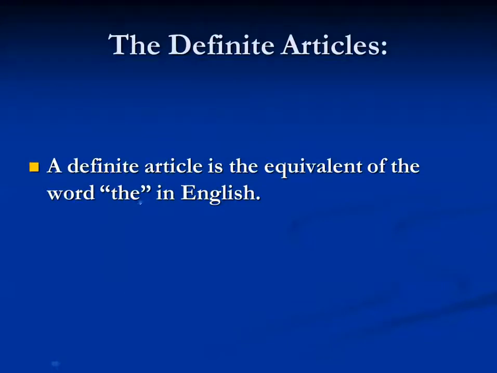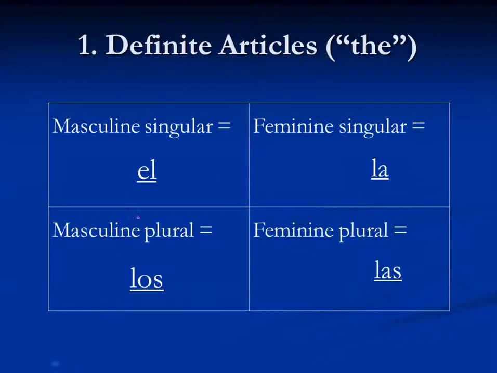So definite articles are the equivalent of "the" in English. However, we got 4 of them in Spanish. So for masculine, we have el for masculine nouns, and then we got los for the masculine plural nouns. We got la for feminine singular nouns, and we have las for feminine plural nouns. And if there's any time where I go too fast throughout this, just pause it and then continue.